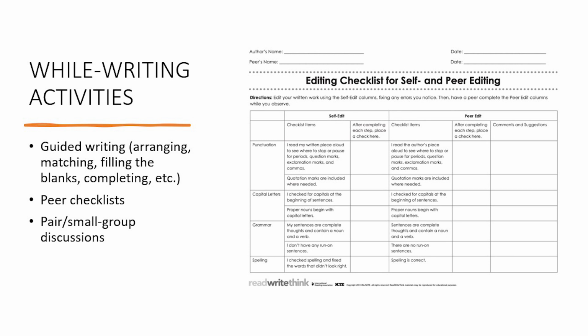This is an example of an editing peer checklist, which is also another sample of while writing activities. So we can ask our students to check their peers' or their friends' writing. We can use this kind of editing checklist, or list of the things that the students, the pairs, the partners, need to check on one's writing.